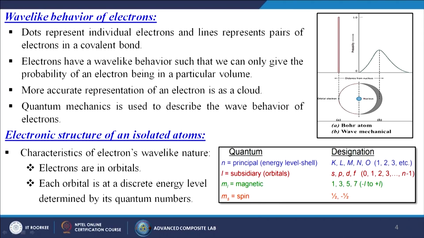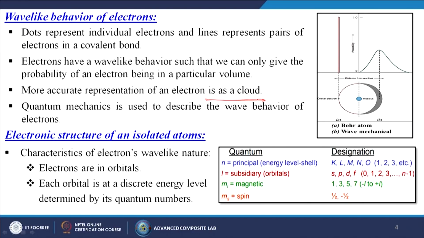So, first let us know the behavior of the electron. Generally it is a wave-like behavior. Dots in this particular case represent the individual electrons and lines represent the pairs of electrons in a covalent bond. In this case you can see some dots, which represent the individual electrons. Electrons have a wave-like behavior such that we can only give the probability of an electron being in a particular volume. A more accurate representation of an electron is as a cloud.